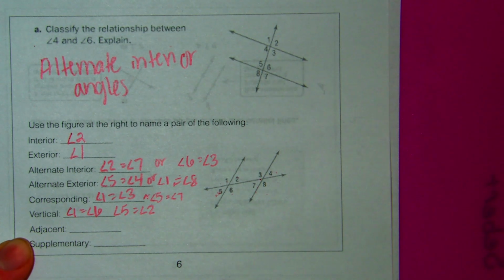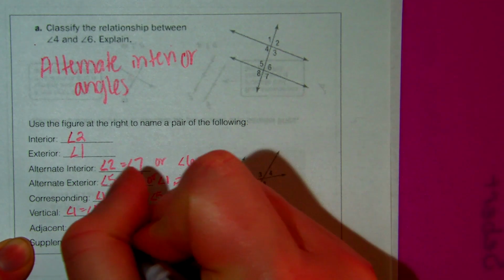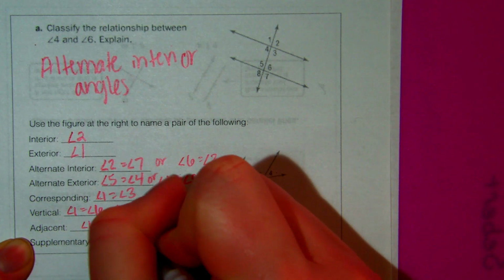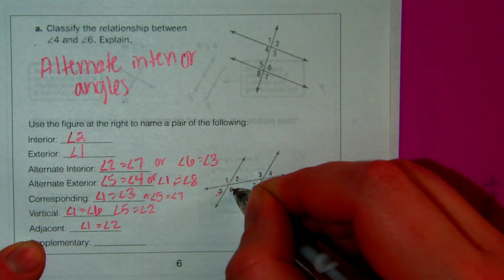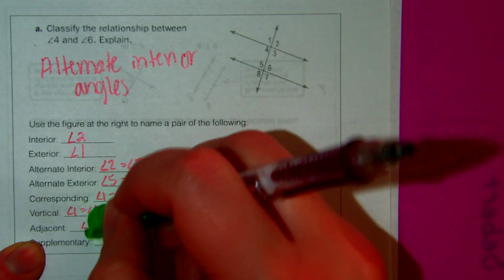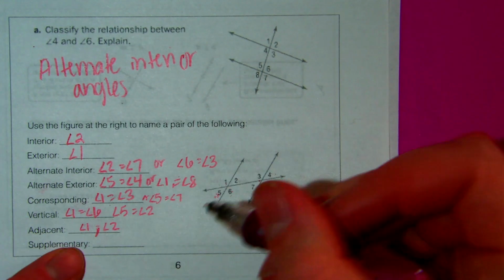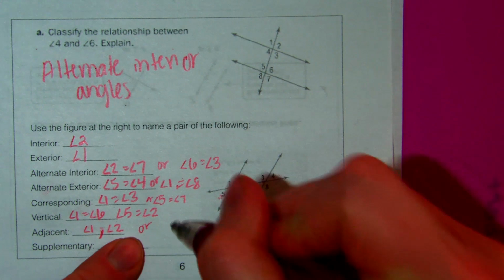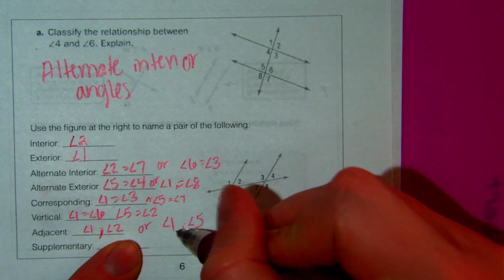Adjacent angles are angles that are next to each other on the same line. So, for instance, angle 1, angle 2. Or 5 and 6. Oh, these are not equal, I'm sorry. Angle 1, comma, angle 2. Or angle 1 and angle 5. These are not equal, so that's just a list.